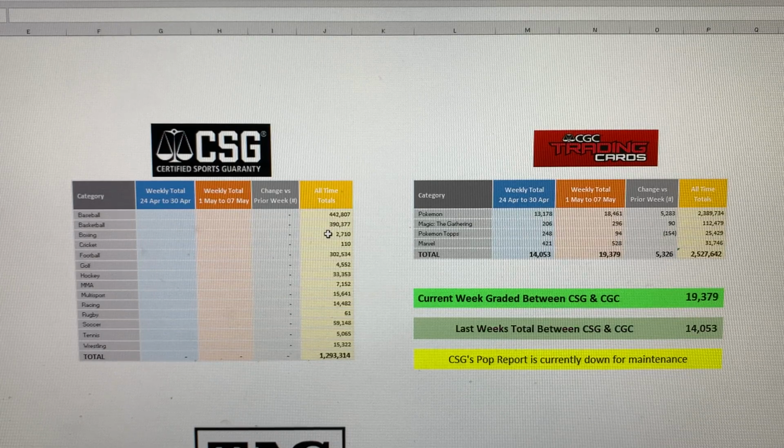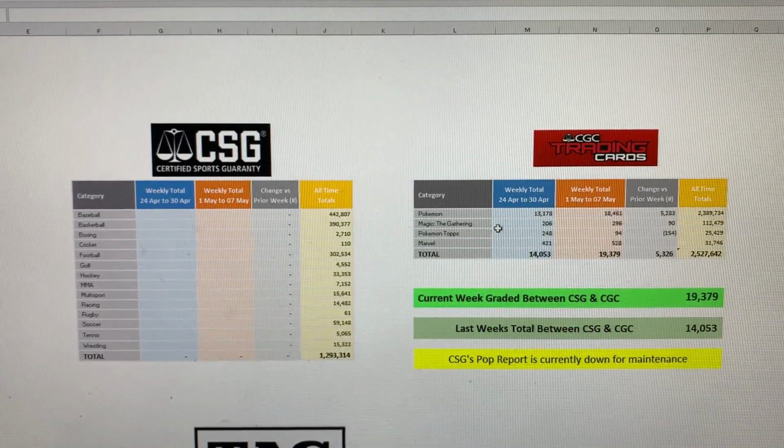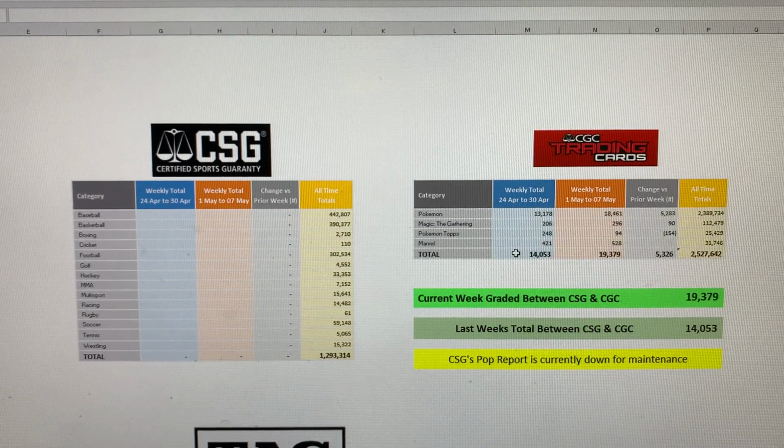We'll move on to CSG. Still no pop report update from CSG. I think this marks week number 11 for CSG. Not sure what's going on with them, but no pop report update. CGC, there are 19,379 cards graded by CGC. 18,000 were Pokemon, 296 were Magic, 94 were Pokemon Tops, and 528 were Marvel.